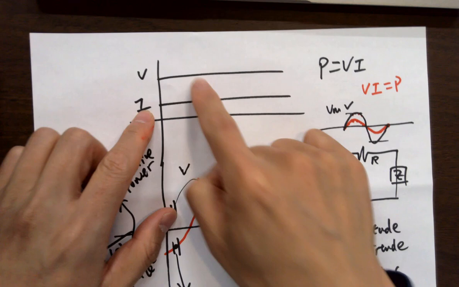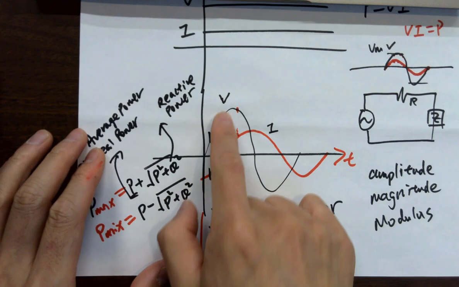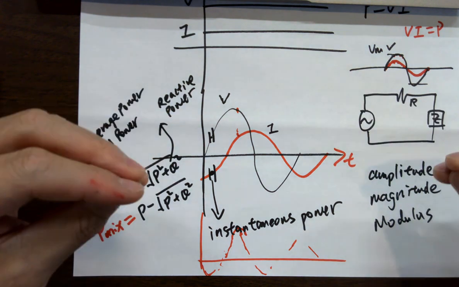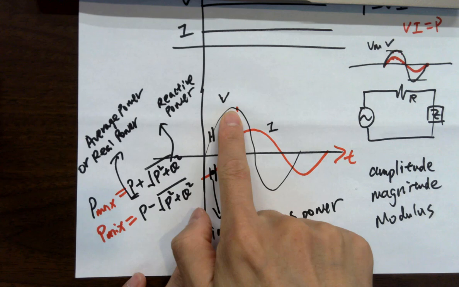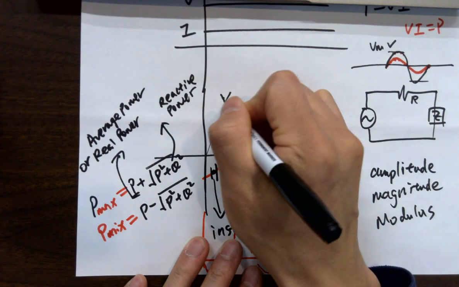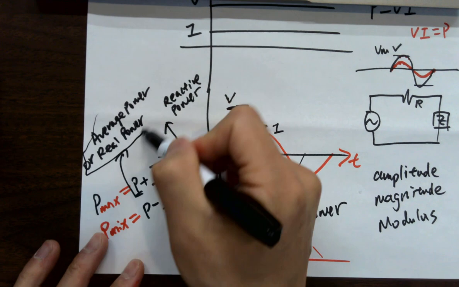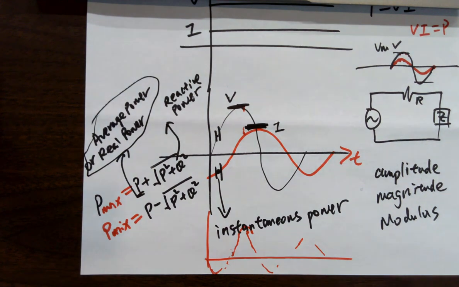The DC case is easy, just V times I. But here, we have to get the average voltage and current to find out the average power consumption from these peak voltages and currents. So that's the goal: to characterize the power consumption of the source and the load. That's why we spend all the time today and probably the rest of the week, and also why we are doing homework 10, right?